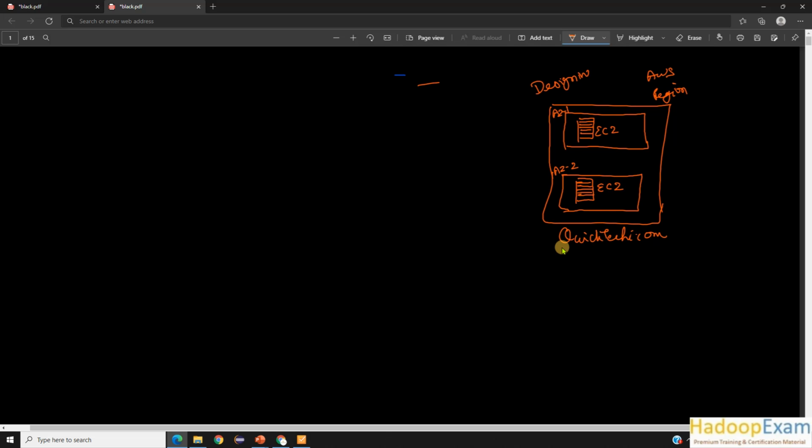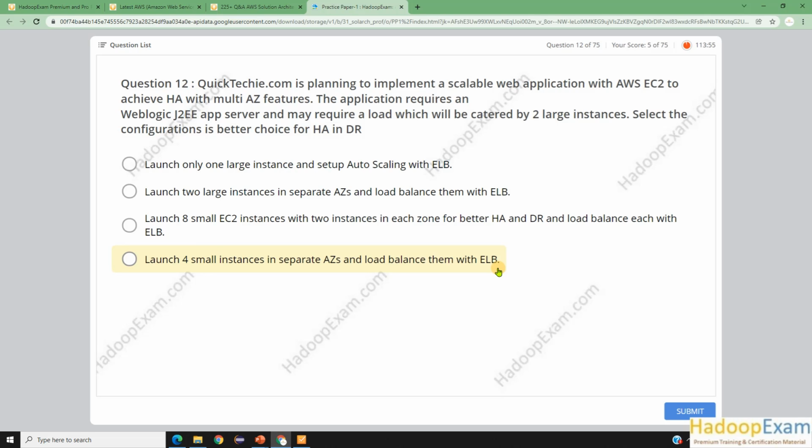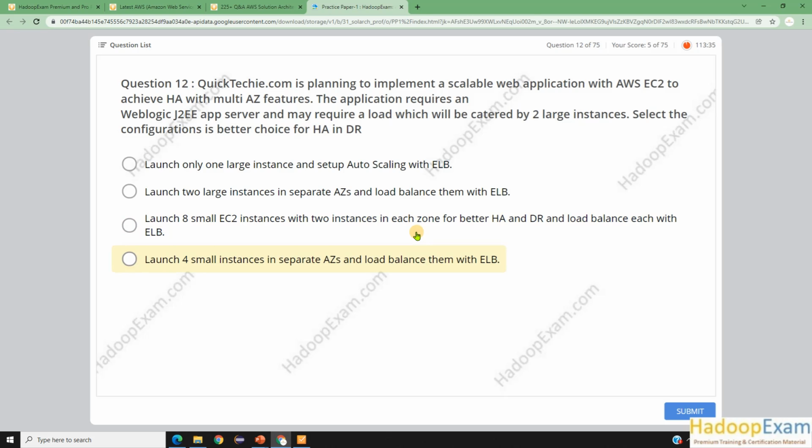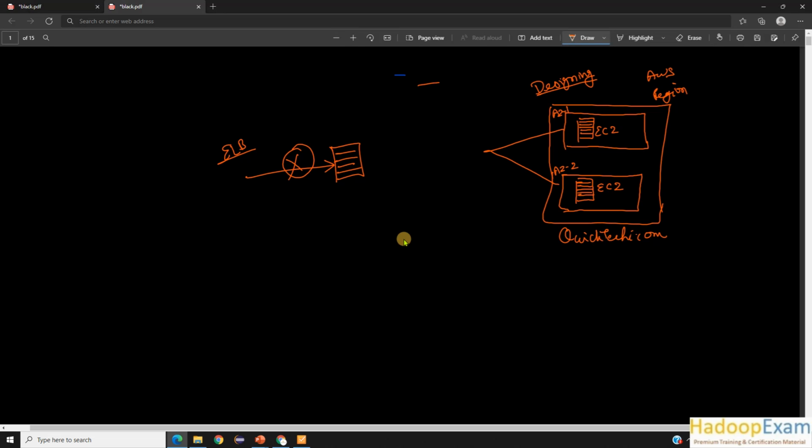But based on the given options, the first says launch only one large instance and set up auto scaling with ELB, the elastic load balancer. How does this help? If you have only one large instance, then where will the elastic load balancer transfer the traffic? So this is not at all a good design. The next option says launch two large instances in separate availability zones and load balance using ELB. So that is what is recommended here, the current architecture which we have.